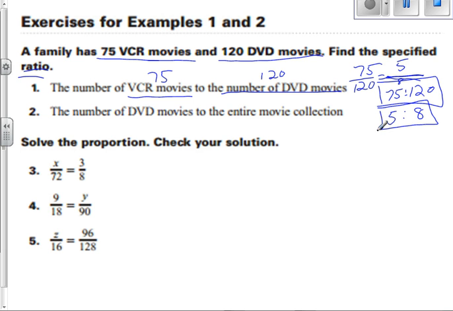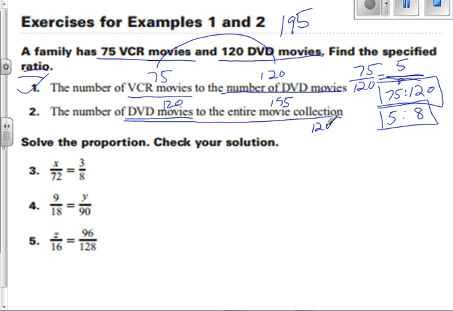So now let's look at number 2, the number of DVD movies to the entire collection. The entire collection is going to be what, 195? 75 plus 120 is 195. So DVD movies, which would be 120, and the entire collection would be 195. We'll just leave it in fraction format, 120 over 195. I know I can divide both of those by 5 and continue to go, but that would reduce to 8/13. Okay, so that's number 2.